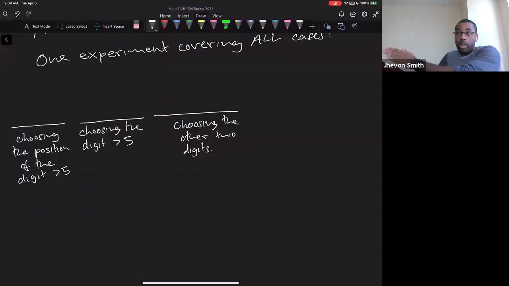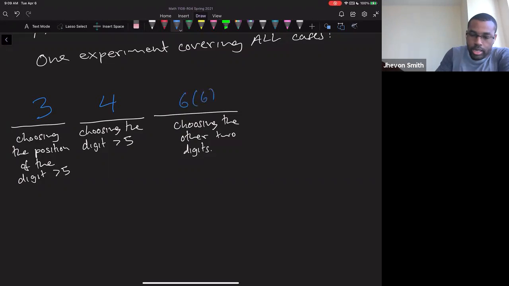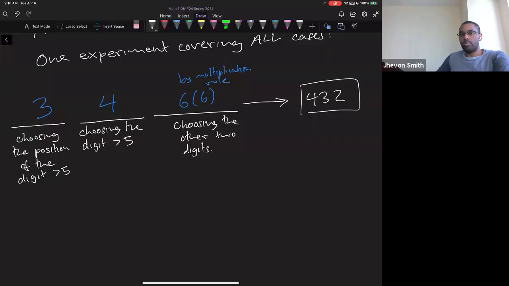So I can go in and I can just think of this as a very overarching experiment. I'm going to choose the position where I'm going to put the number greater than 5. There are 3 positions to choose. Now I'm going to choose the actual digit that's greater than 5. I have 4 options. Then I choose the other 2 digits. I know by the multiplication rule that's going to be 6 times 6. And this all adds up to 432 by multiplication rule. 3 times 4 times 6 times 6.